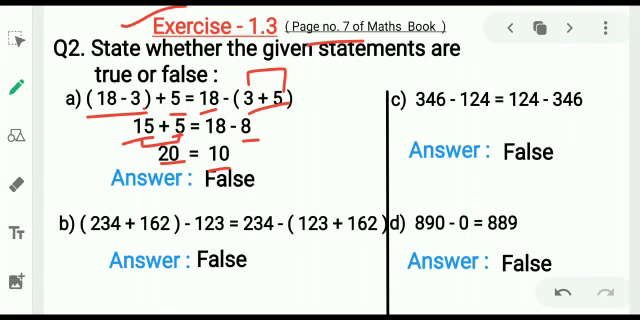Here 20 is equal to 10, which is a wrong statement. 20 can never be equal to 10. So our answer will be false.